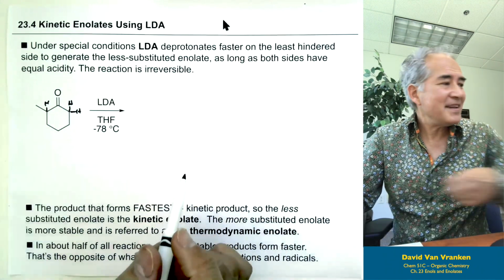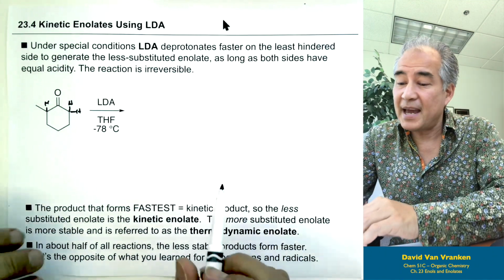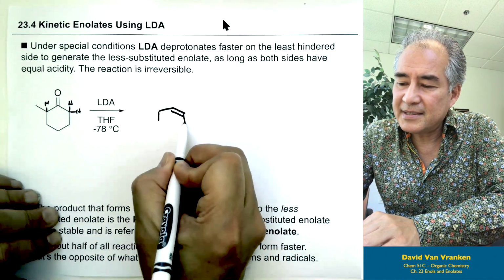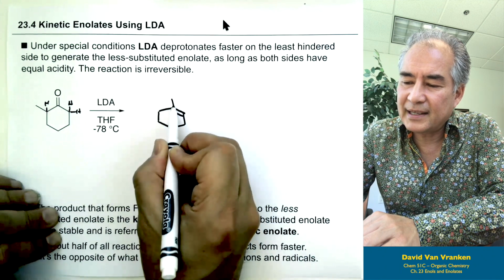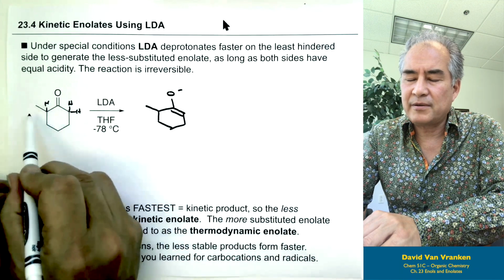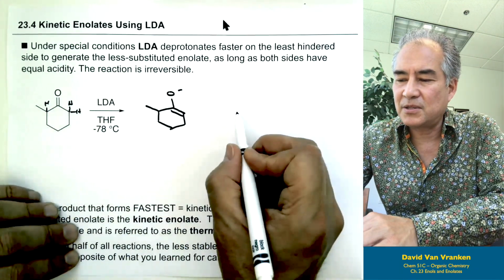Selectively. It's amazing how selective it is. I mean, there's the selectivity. So what you end up getting here in this case is the less substituted of the 2 possible enolates. Here's the enolate you get. And don't worry about whether it's R or S stereochem. There is a stereocenter. Don't worry about that. I just want to focus on the substitution pattern.